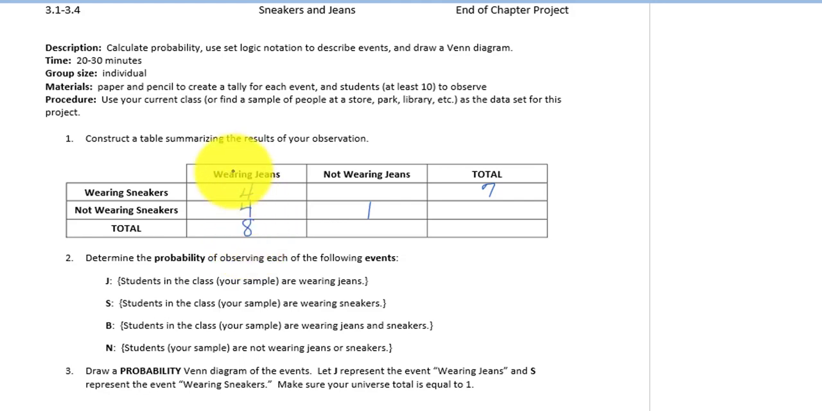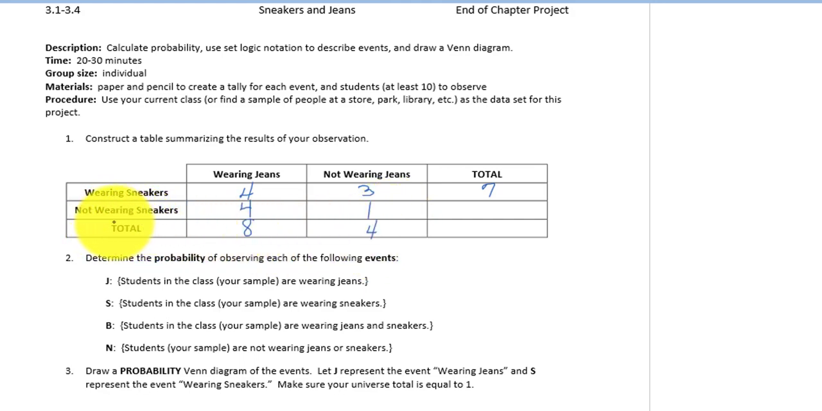4 plus 4 makes a total of 8. We can do the same thing now with the students wearing sneakers. We know that there are 7 total. 4 of them have already been accounted for. 4 plus something has to make 7. So the missing number is 3. All right, now we just need to figure out what the total number of students not wearing jeans is. So that will come from 3 plus 1, which makes 4.